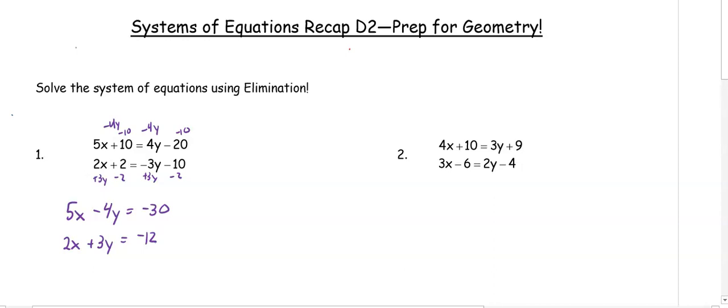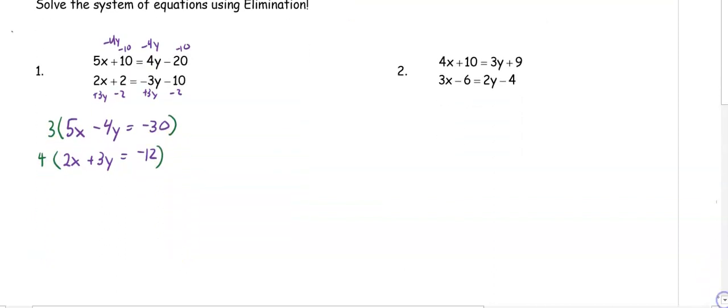Now, if we look at the equations, we already see that the y's have opposite signs. That's a start for us. So we are going to multiply the first equation by 3 and the second equation by 4 so that they can become 12 and negative 12 and be able to cancel out. So we get 15x minus 12y is equal to negative 90, and we get 8x plus 12y is equal to negative 48.